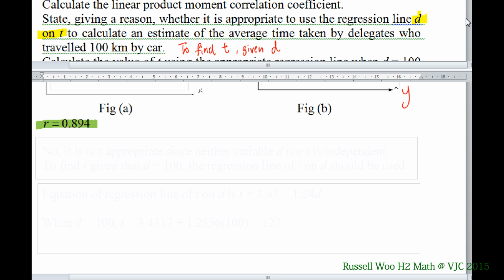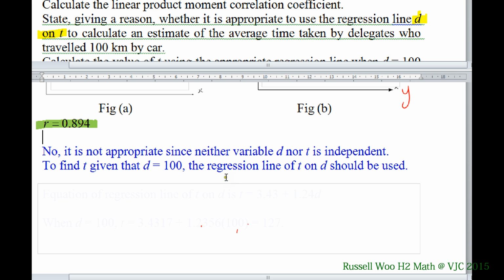So the comment here: is it appropriate? No, it's not appropriate. Clearly, it's not appropriate. Okay?